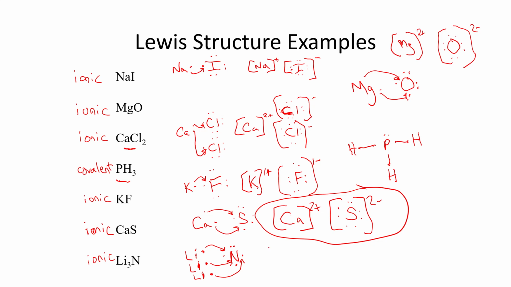So what's going to happen is we have Li in brackets 3 times with a 1 plus, or just a plus. And we have an N with its full outer 8 in brackets, and it gained 3 electrons, so it's actually 3 minus. So that would be the final Lewis structure for Li3N.